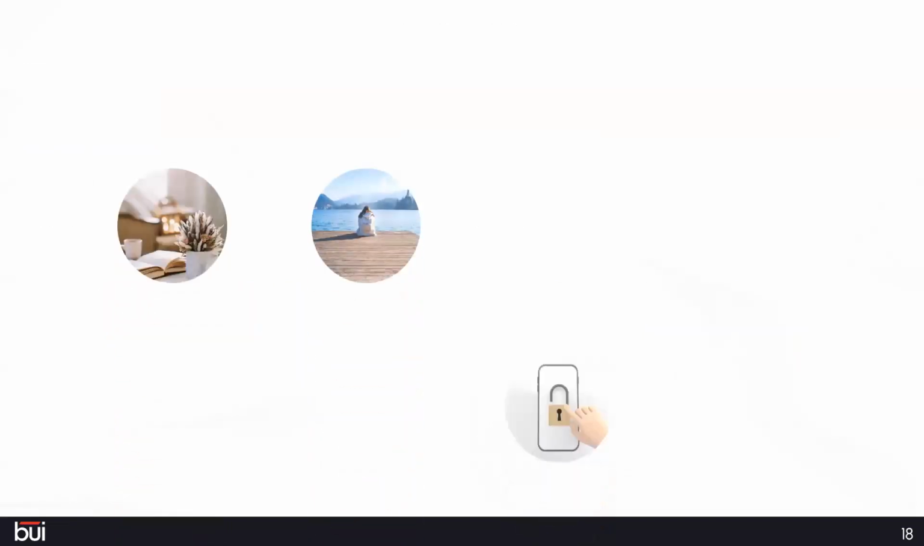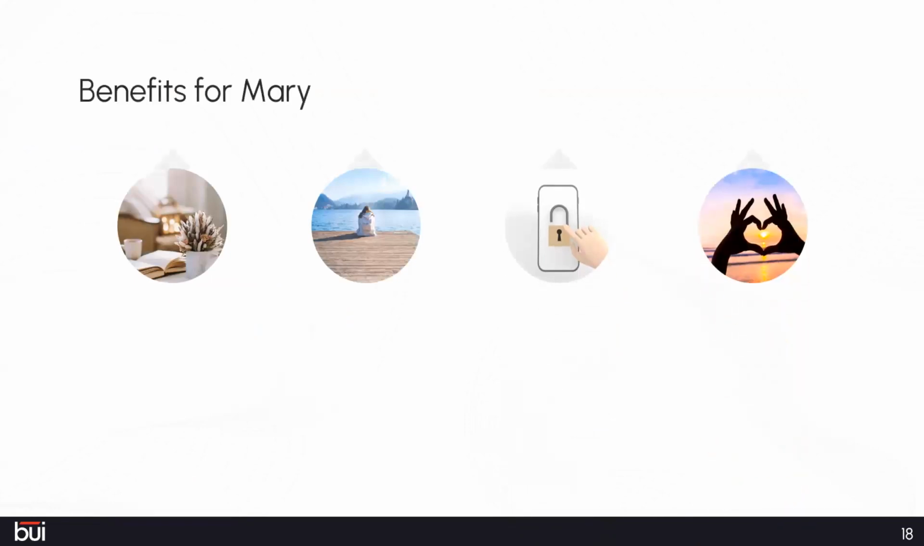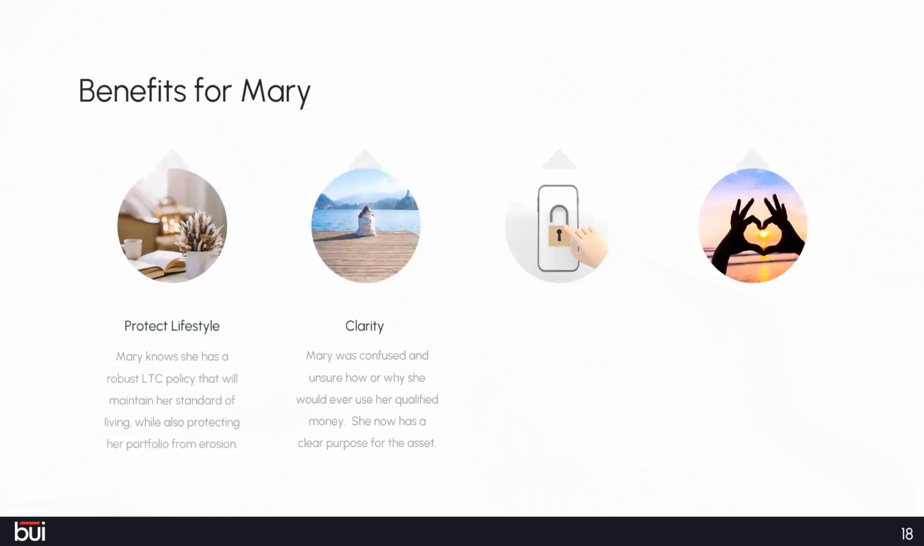So when we go to think about Mary and her goals, remember her lifestyle is important to her. Her privacy was important to her. So the benefits, number one, are that she has protected her lifestyle, which is important to Mary. She has seen what you would refer to as median facilities, as I mentioned earlier, and wants no part of them. She has a lot of peace of mind in knowing that she has positioned herself to be in a high quality facility where she'll be comfortable and cared for.